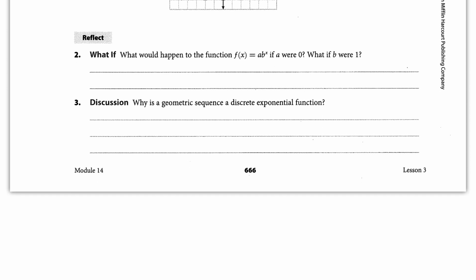What would happen to the function f of x equals ab to the x if a were 0? If a is 0, 0 times anything equals 0. So that would be a linear function.